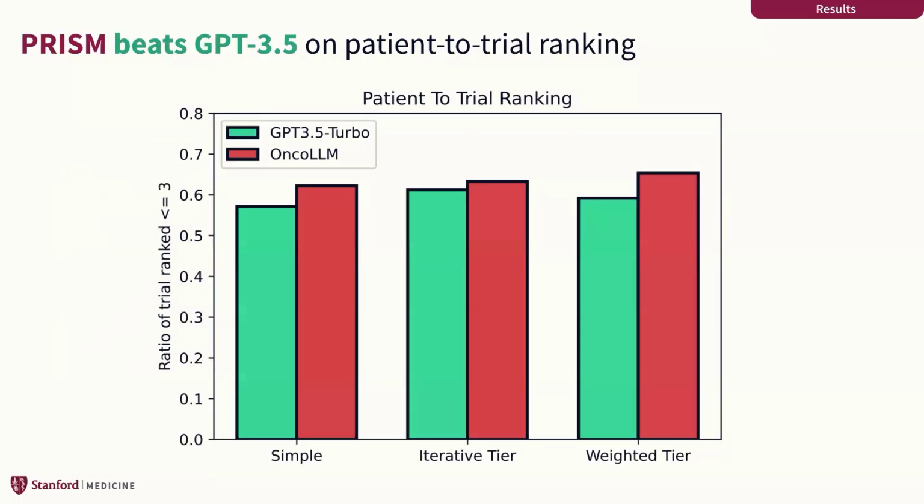And here are the results. So again, PRISM in red, GPT 3.5 in green, and the different x-axis bars are the different scoring strategies I talked about previously. Honestly, not a huge difference, but basically the takeaway is that OncoLLM beats GPT 3.5 across the board in this patient trial ranking task.